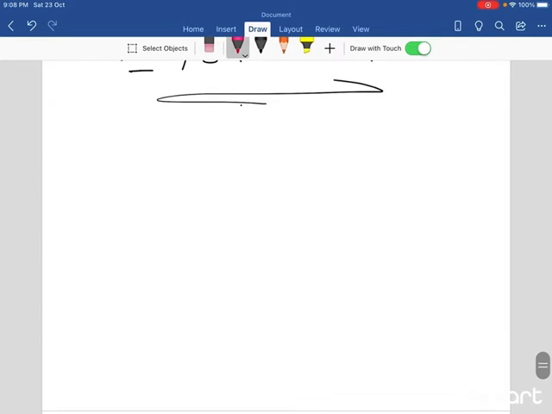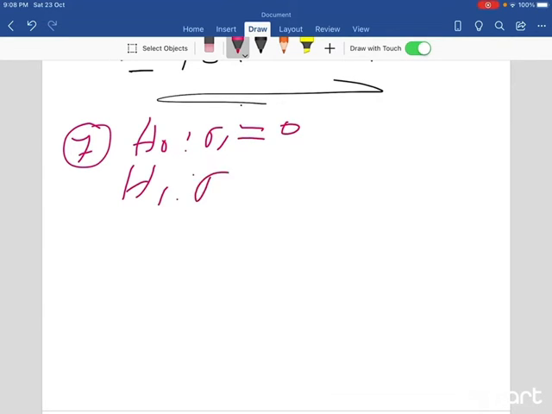You need to write the hypothesis. So exercise 7. First you write the hypothesis. H0: R1 equals 0. H1: R1 greater than 0. Why? Because it is a positive autocorrelation. So positive means it is greater than 0.